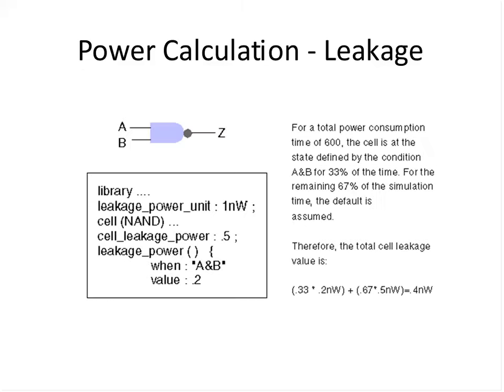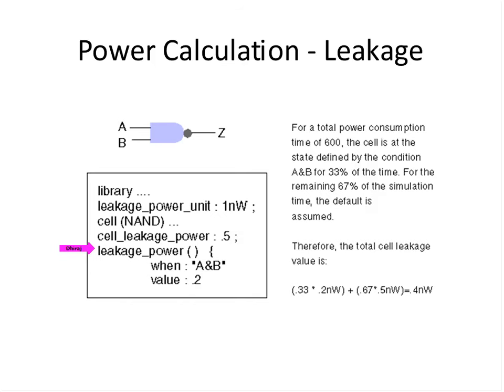Let's see an example. This is a 2 input NAND gate, so the library will have something like this. It will have a leakage power unit, a cell leakage power, and a state dependent leakage power. Here all the states are not given. Now let us say for a total time of 600, which can be any unit, nanosecond or picosecond, we are able to tell the tool by some way that the state A and B, that means A and B both being 1, happens for 33% of the time. The remaining 67% of the time is for other states.